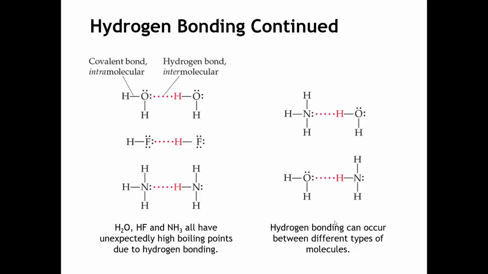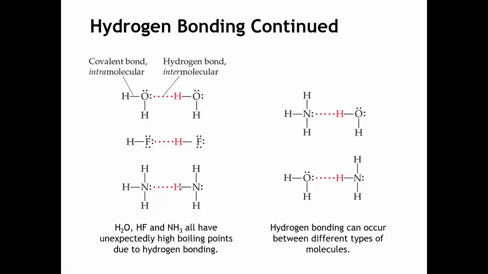So if we were to draw that interaction, it would look like this. Here's our hydrogen bond, which we show in the dotted lines between the hydrogen on one water molecule and the oxygen on a neighboring water molecule. Here's a similar interaction in HF and also in ammonia.